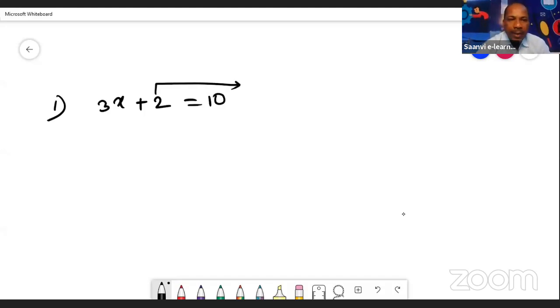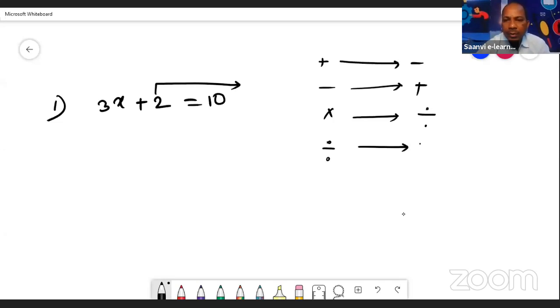So what will happen according to our points, what we have discussed till now? Plus quantity becomes minus quantity, minus quantity becomes plus quantity, into quantity becomes division quantity, and division quantity becomes into quantity. These 4 points we have discussed now. Now we are sending plus quantity this side.